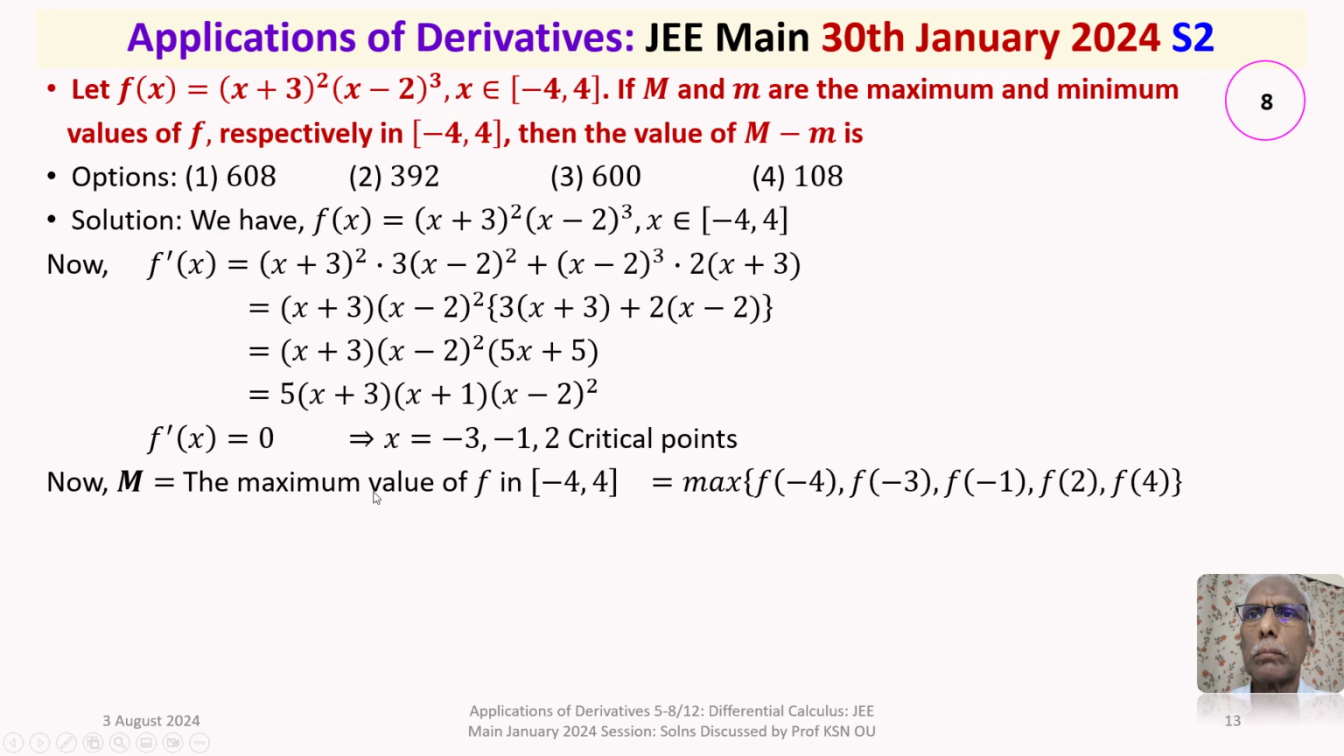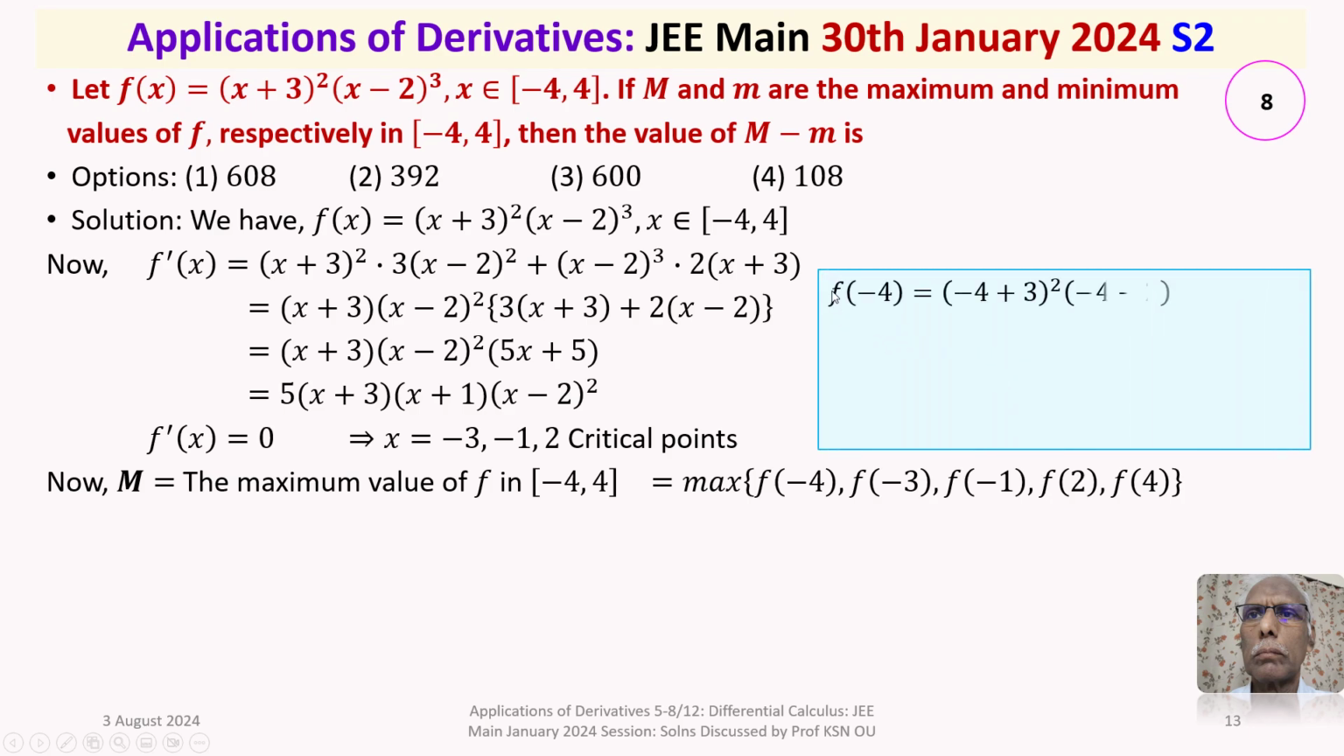In other words, we call it global maximum. But in the closed interval, the maxima and minima can be attained at the endpoints also. Therefore, we consider this. Now, look at this snippet. The value of f of minus 4, for f of x, x is equal to minus 4 is substituted and simplified: minus 216. F of minus 3 is 0.